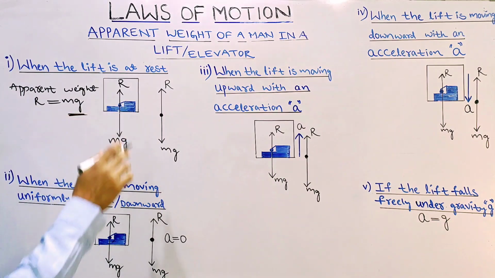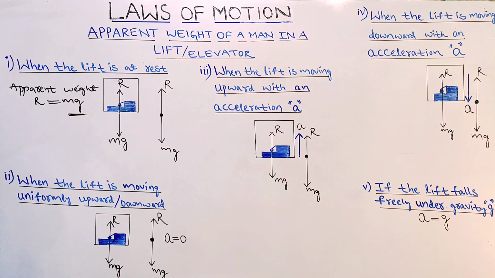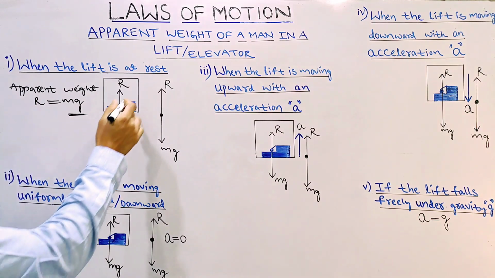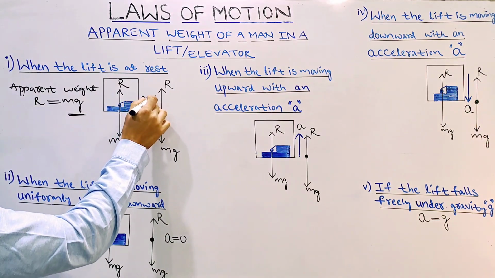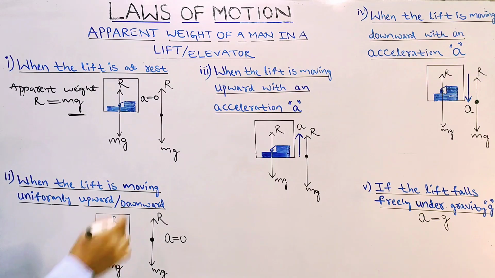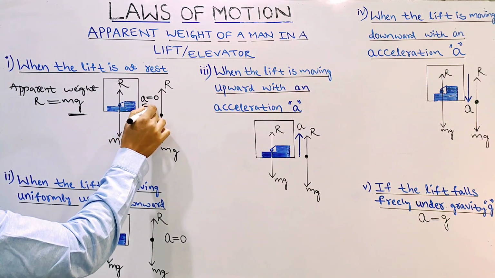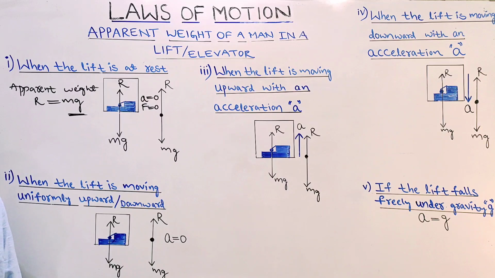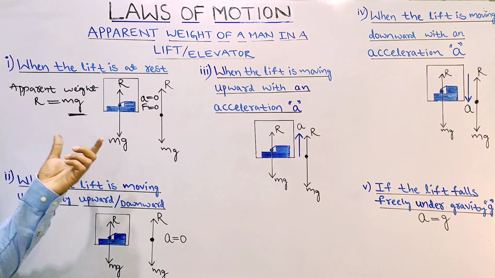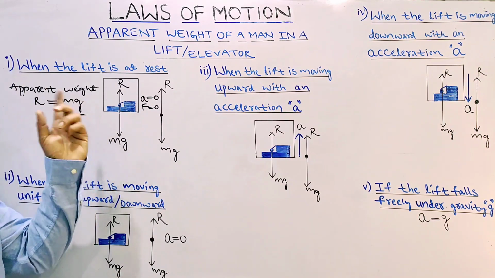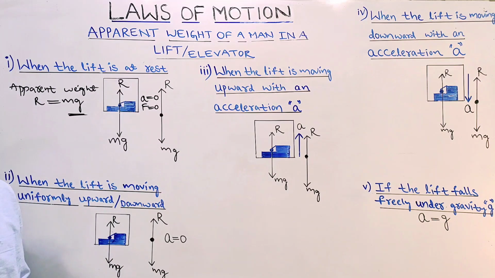When the lift is at rest, the acceleration of the body is zero, and the resultant force is also zero. So his true weight is equal to the apparent weight, because there is no motion in the lift.